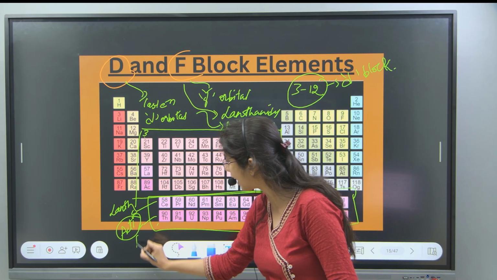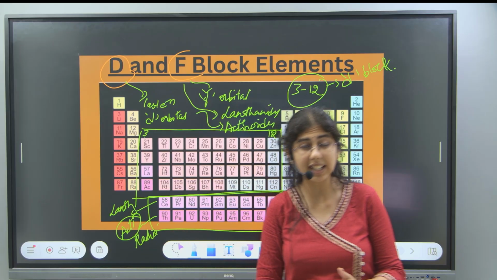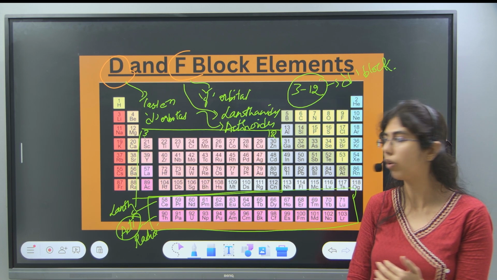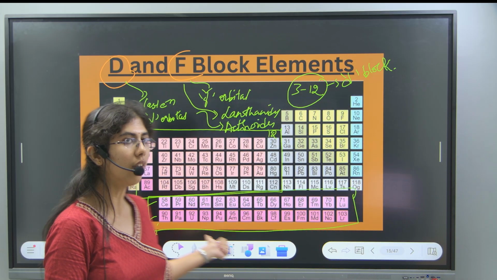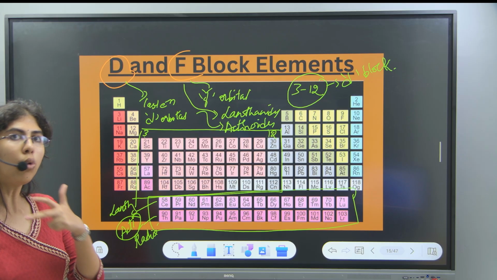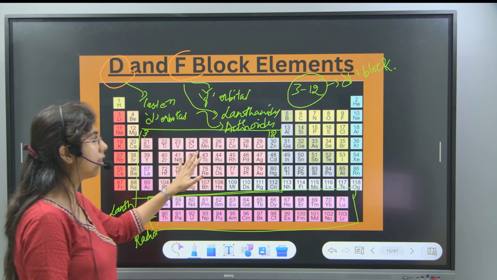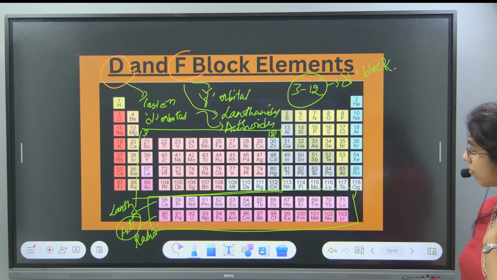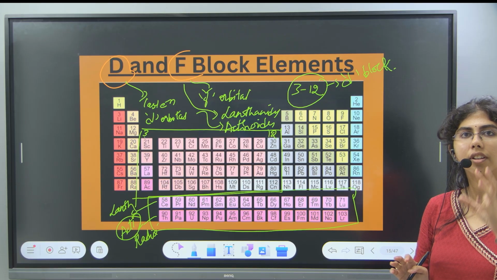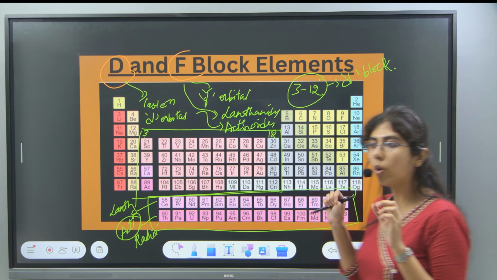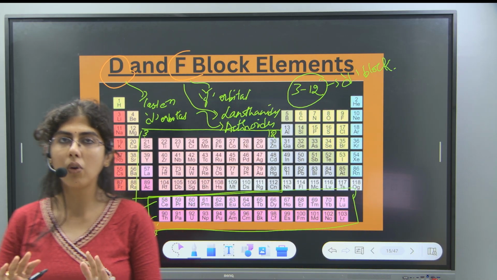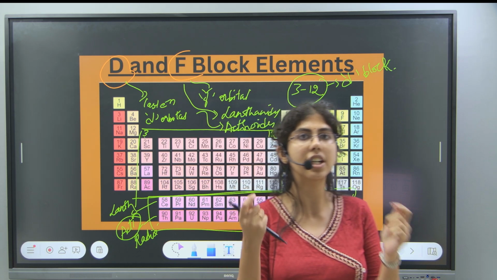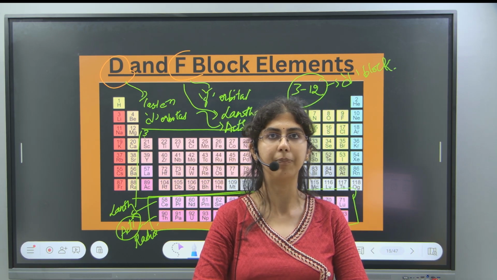Actinoids are generally radioactive, and studying F block elements is quite difficult, especially actinoids, due to their radioactive nature. Not much study has been done on actinoids. So two classes we are going to focus more on D block elements, and the last class we'll discuss F block elements. Now we shall discuss a few very basic questions. To answer these, no need of studying D and F block elements. If you have a basic idea of the first year periodicity chapter, you will be able to answer.